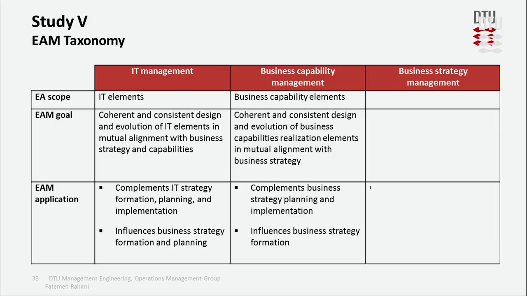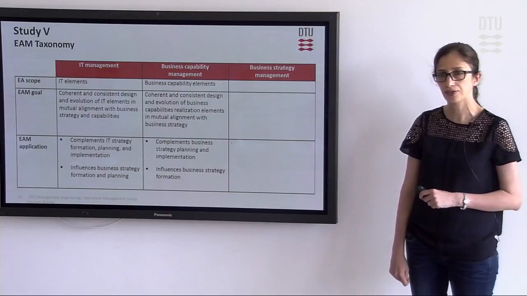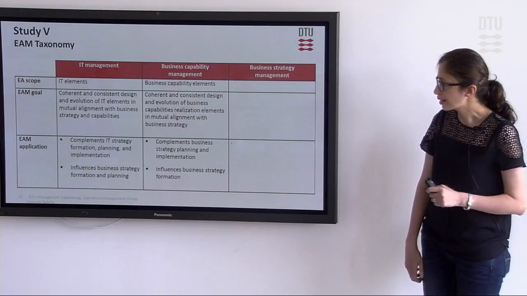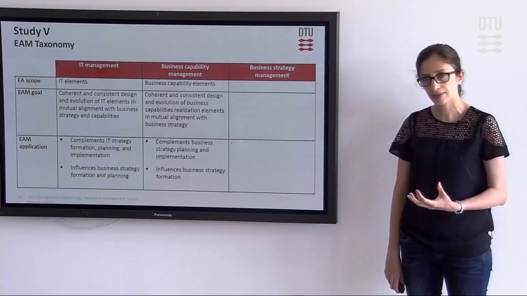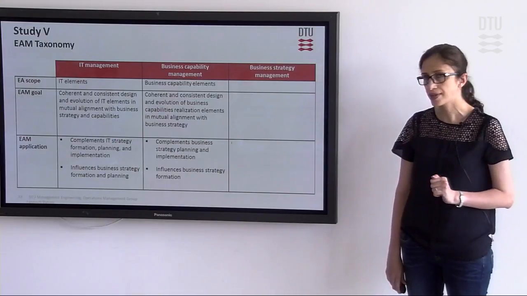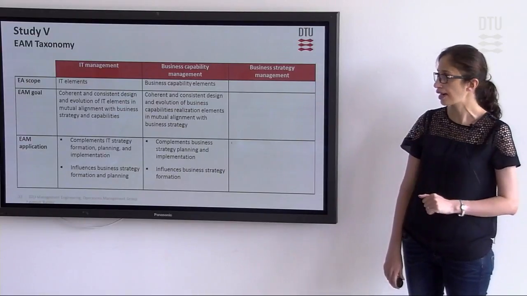When EA scope extends to cover business capability elements, the goal of enterprise architecture management is to ensure coherent and consistent design of business capabilities in integration with IT components. Therefore, the EA function formally supports the processes for business strategy planning and implementation. Business strategy is still an input for the design activities, but enterprise architects may influence business strategy by explaining its impact on business capability elements and also by providing input regarding the performance of business capability elements in realizing business strategy.